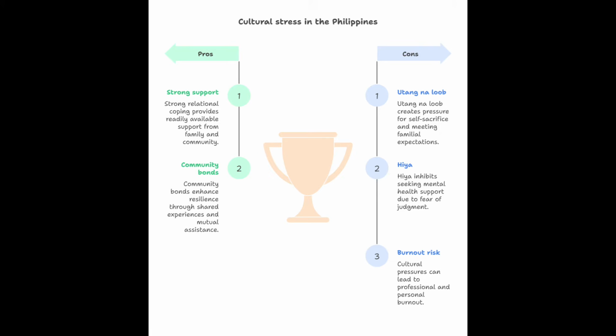In the Filipino context, strengths include strong relational coping, pakikipagkapwa, where support is readily sought from family and community. However, cultural pressures can also be significant stressors. For instance, the burden of utang na loob, debt of gratitude, can create immense pressure for self-sacrifice and meeting familial expectations. Similarly, the concept of hiya, shame, can inhibit individuals from seeking necessary mental health support, leading to internalizing distress for fear of being judged or appearing weak to their social network.